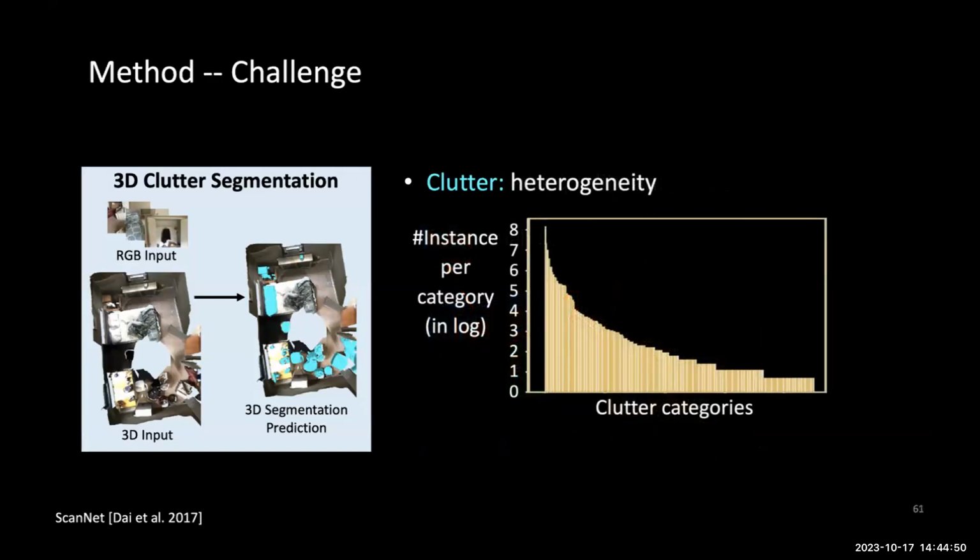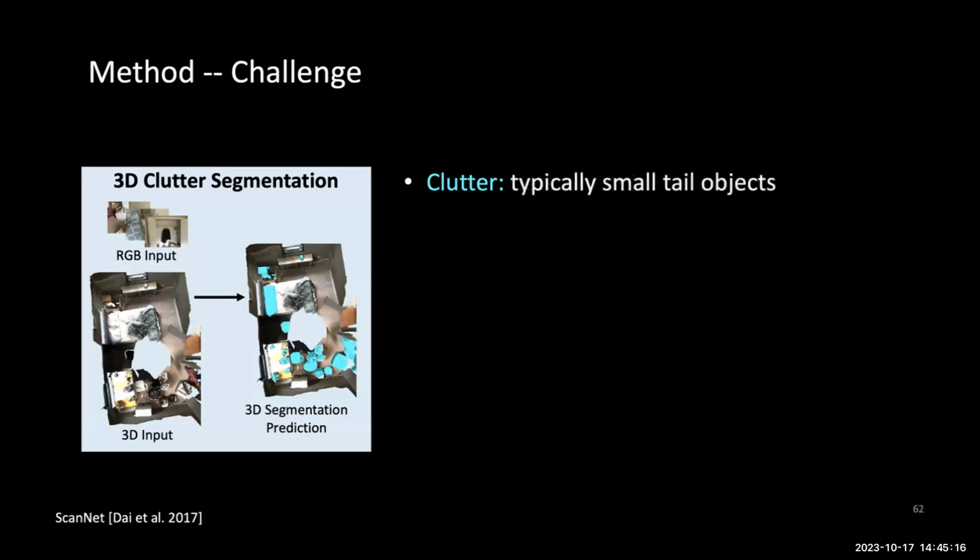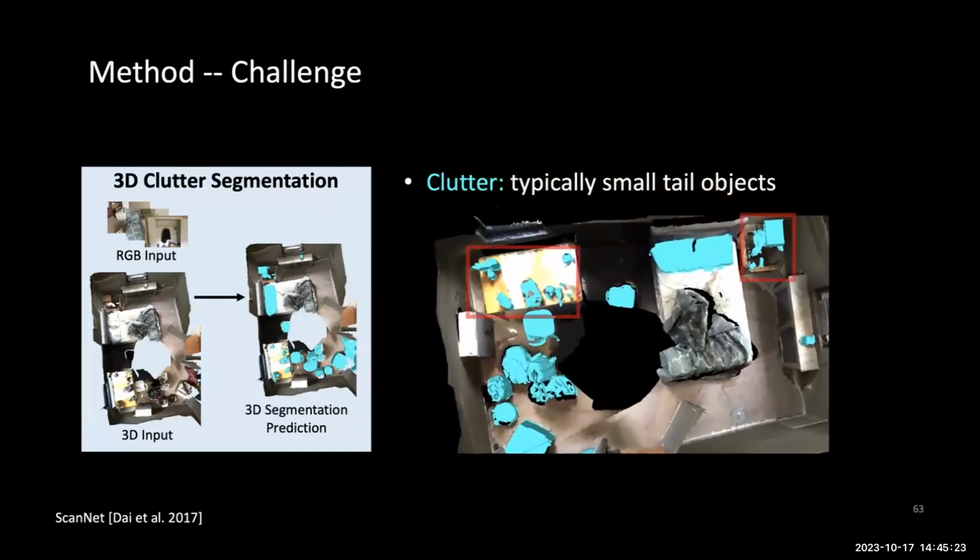It is also challenging because it is very heterogeneous. The x-axis plots all the clutter categories within ScanNet, and the y-axis is the number of instances per category. We can see all these blue categories are the categories that have less than 20 instances per category. For example, within all these 1,500 scenes, there are 3 sponges, 2 backpacks, and 1 fish. And most importantly, clutter objects are typically small, long-tail objects. For example, in this scene, all the random objects on the tables are small objects.